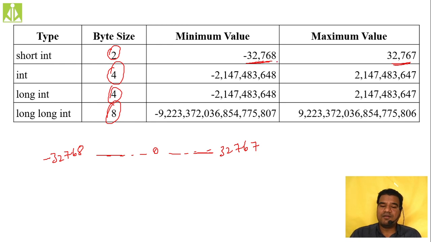So here, for signed integers, for signed short, we have minus 32,768 to 32,767, isn't it? But for an unsigned short, you will have the doubled range. That is 65,000 something you will get.